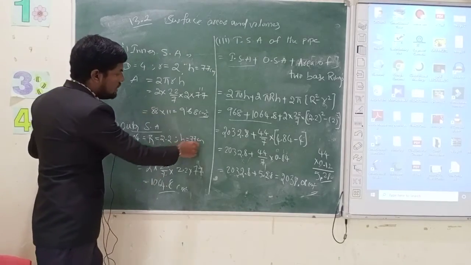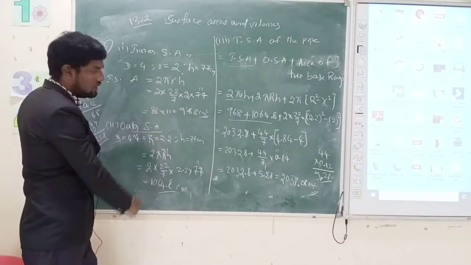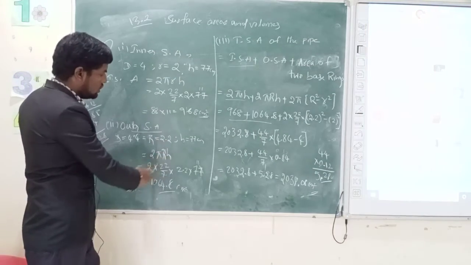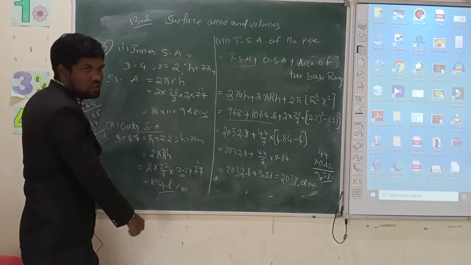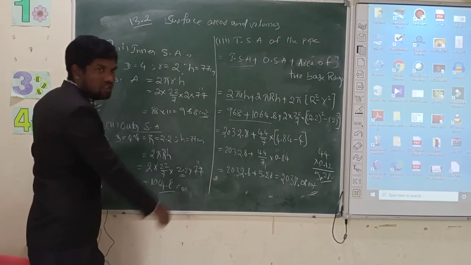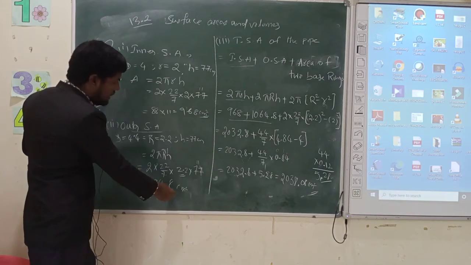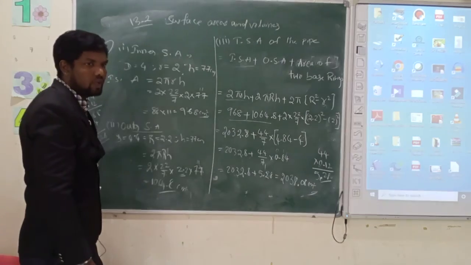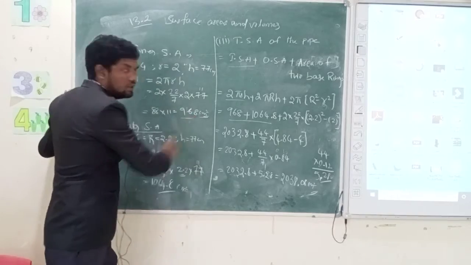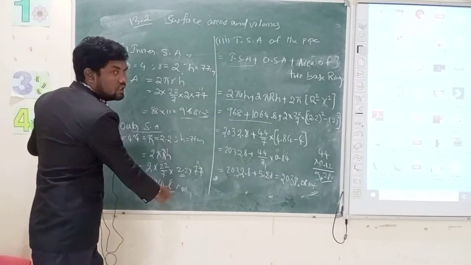So H value is 77, the same. We substitute in the formula 2 pi R H: 2 into 22 by 7 into capital R value 2.2 into 77. Simplifying, we get 1064.8 centimeter square. This is the inner surface area, and this is the outer surface area.